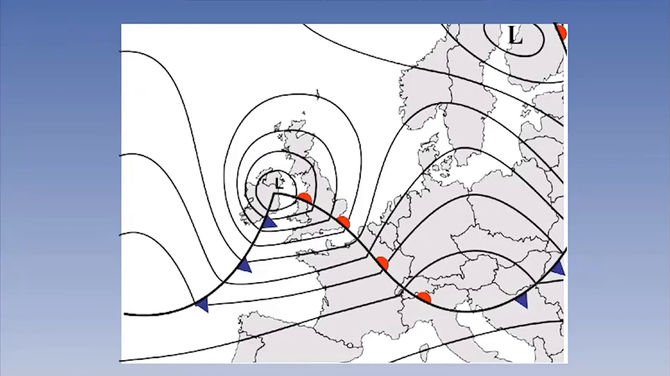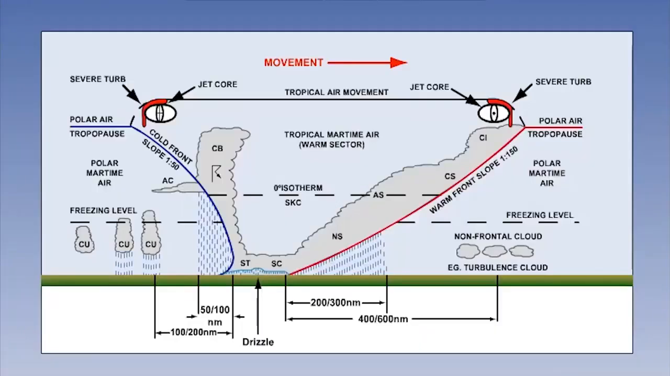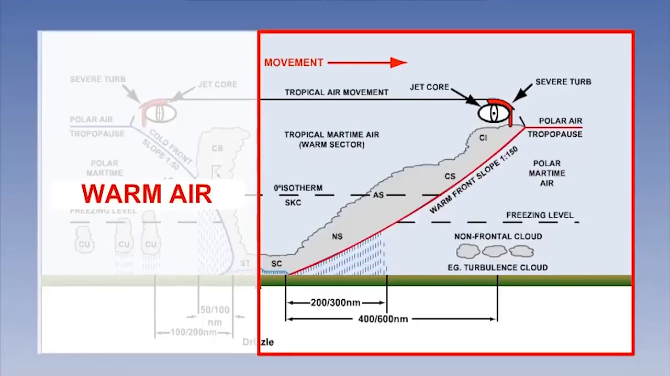The depression weather can be subdivided into the warm front and the cold front. Looking at the cross-section of a polar front depression, let's now take a look at the warm front, since it will be this part of the depression that will arrive first.